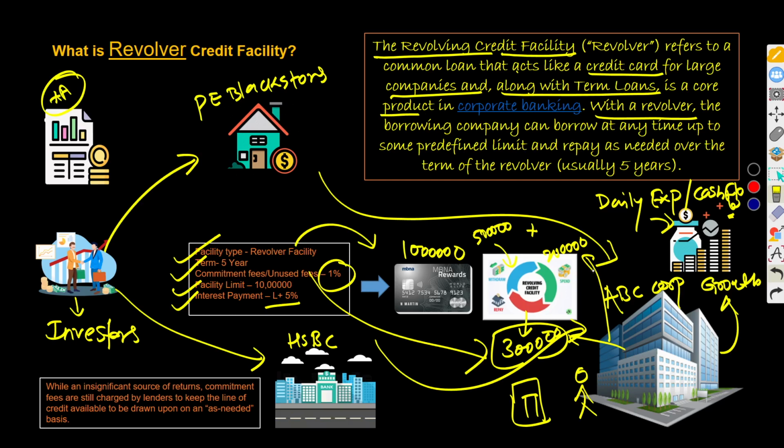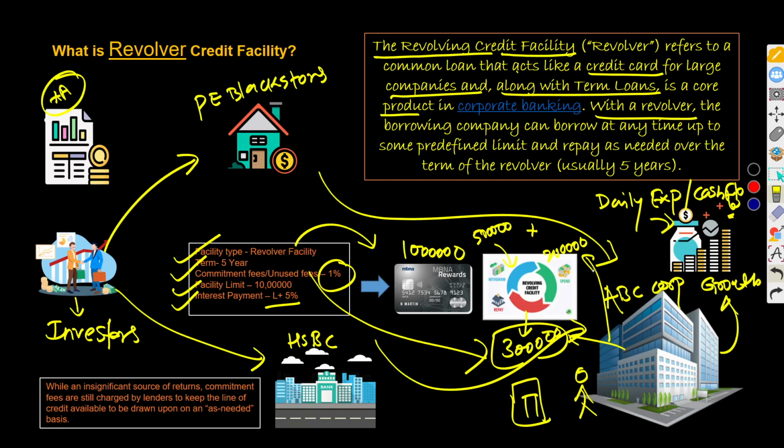So a revolver credit facility means it's a credit facility like a credit card. It's a credit card which is offered by financial institutions and banks to corporate houses or companies or even fund managers if they want to invest in XYZ institutions and all. But yeah, this is how your revolver credit facility works.